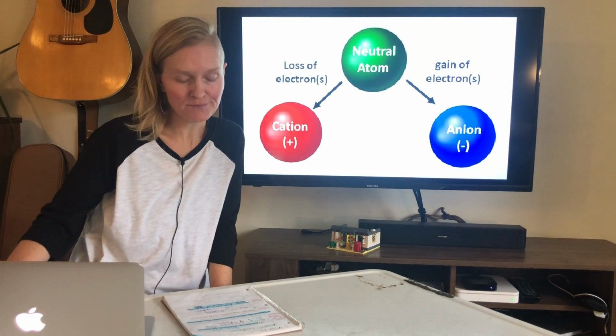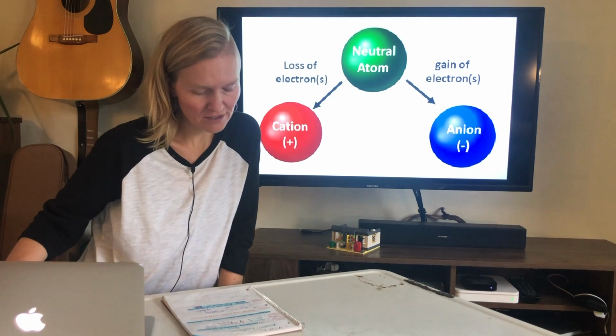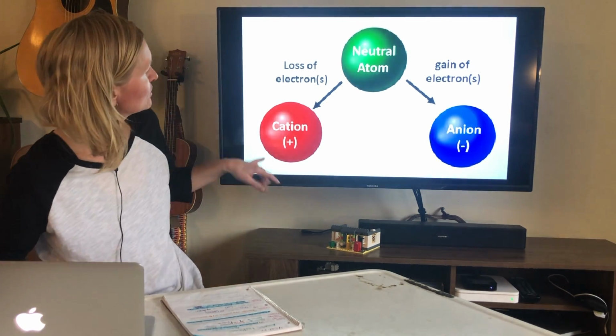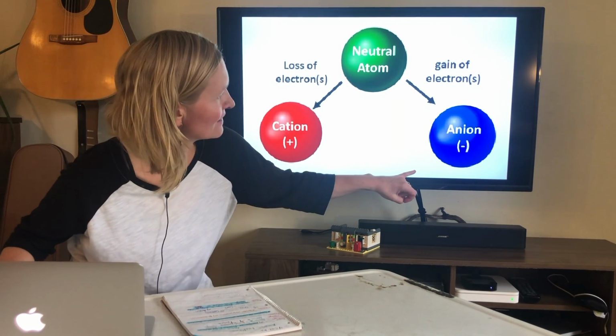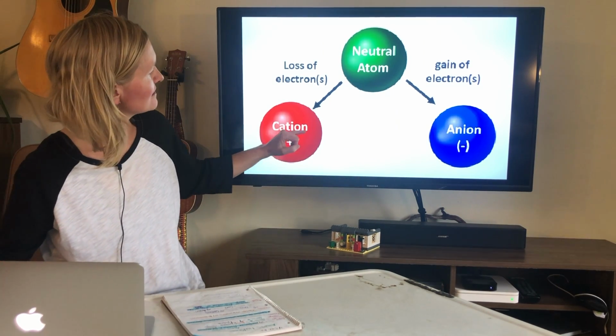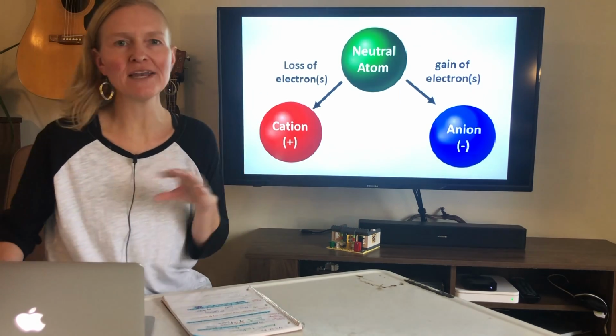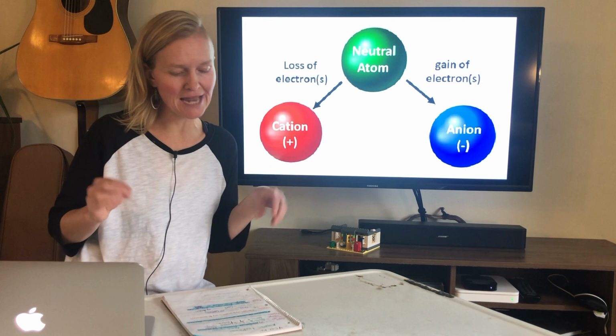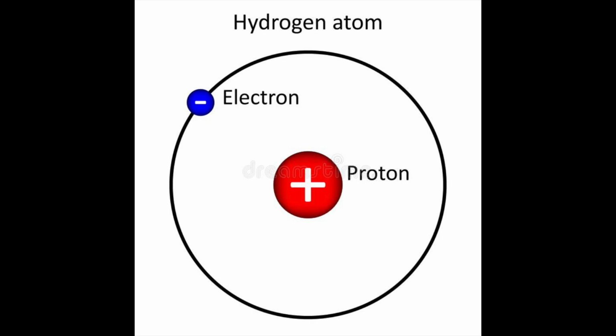When an atom has a positive or negative charge, it is called an ion. So that's why it's called a cation or an anion. The ion is the ending there. And so any atom with a charge is no longer neutral, it's now an ion.